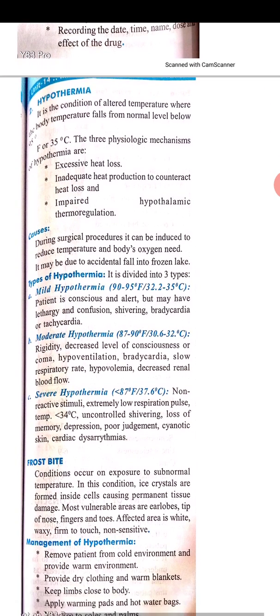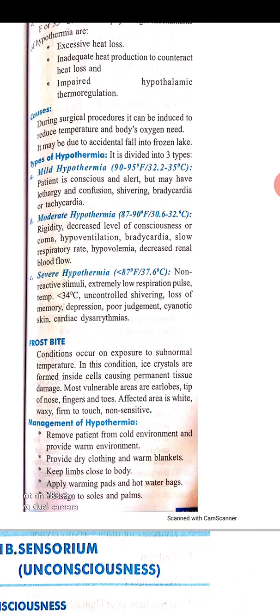Okay, then come to frostbite. When the patient is exposed to a subnormal temperature below normal, that condition is known as frostbite. Here, in subnormal temperature, we know that temperature remains between 95 and 98 degrees Fahrenheit or between 35 and 36 degrees centigrade. That is subnormal temperature. So when this condition occurs due to subnormal temperature, that is known as frostbite.